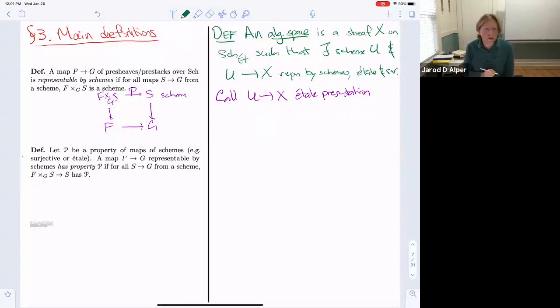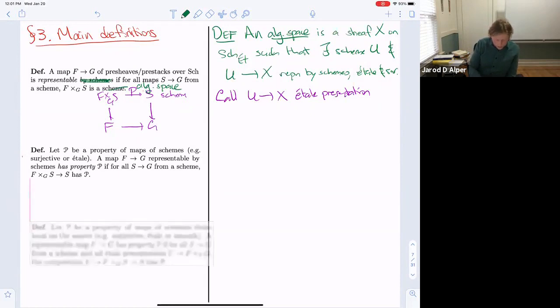Right, and so now that we have algebraic spaces, I'm going to go back to the left-hand side and generalize these definitions. So instead of saying that a map is representable by schemes, I'm going to just say it's representable if for all maps from S to G, this is an algebraic space. So a map is representable if for every map from a scheme, the fiber product is an algebraic space. And then we can also define properties of morphisms between algebraic spaces.